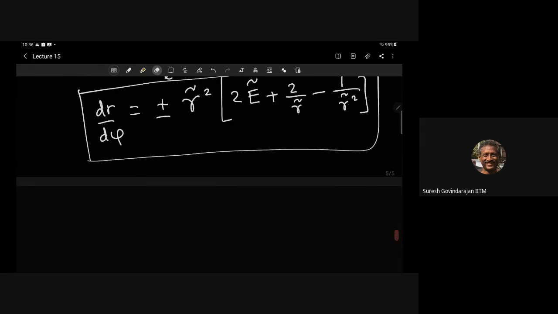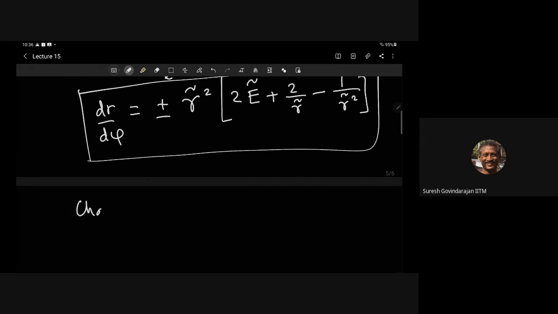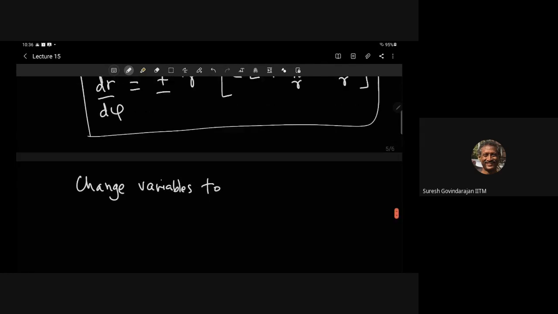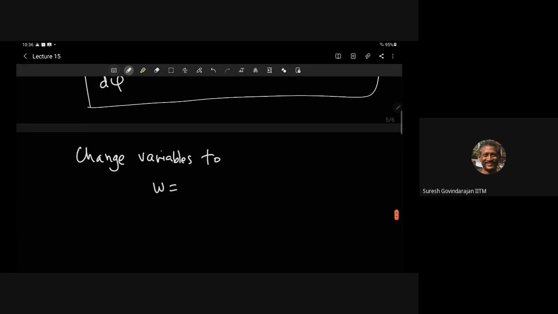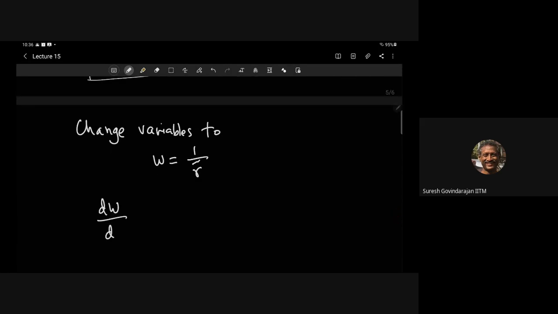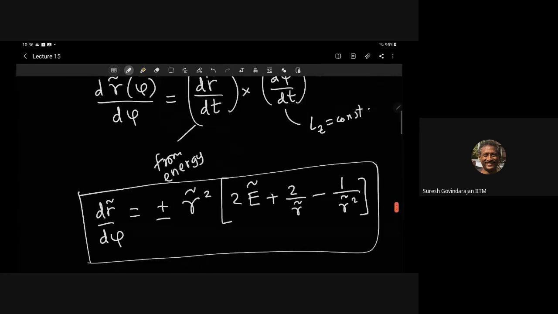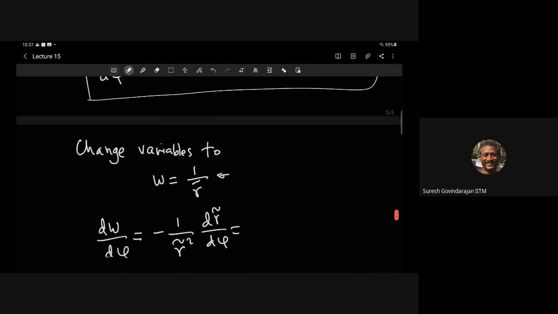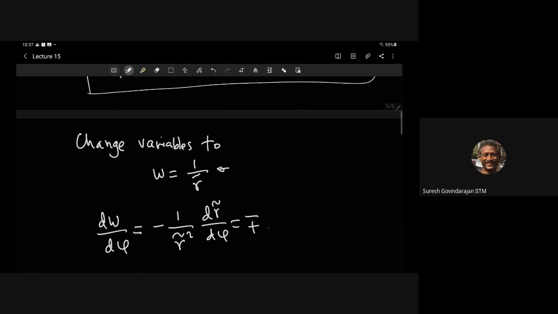So we need to integrate this thing. This integration we'll do by change of variables to W. And then you can check the dW by d phi, which is equal to minus 1 by r tilde square. I just differentiate this formula, dr tilde by d phi, and you can see there's an r tilde square multiplying this, that goes away, and we just get minus or plus square root of 2e tilde plus 2w minus w square.